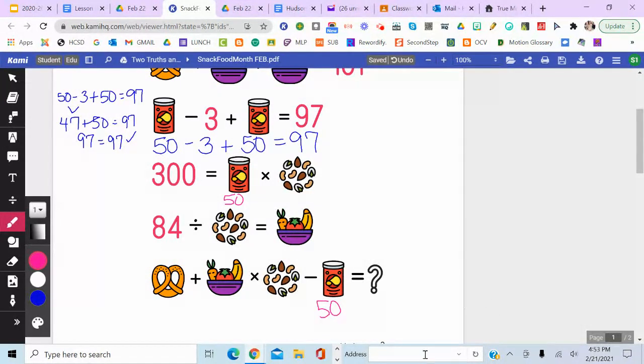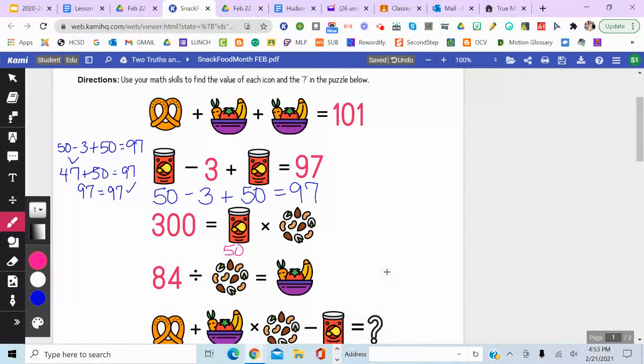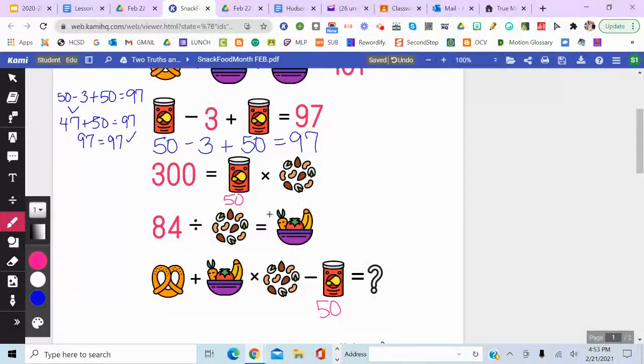Okay, so now I need to look at what else I can now solve. Well, I don't know how to solve this one yet because I don't know pretzel and I don't know vegetable. I don't know what mixed nuts is. So I still have a lot of variables in these ones that I can't really solve yet. However, 300 equals 50 times something. So I can easily solve that.